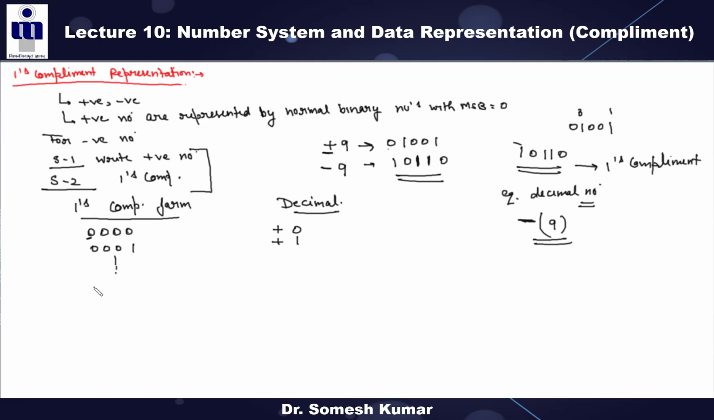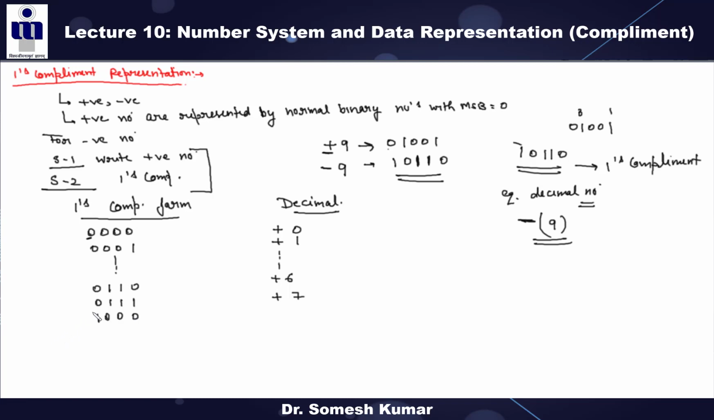Again we will go like this 1, 0, 0. Sorry, 0, 1, 1, 0. Right? So this is your plus 6. Again, this is your plus 7. Right? Now, what is this?